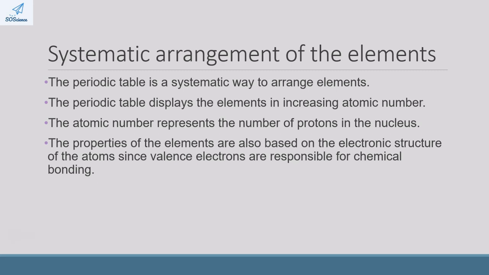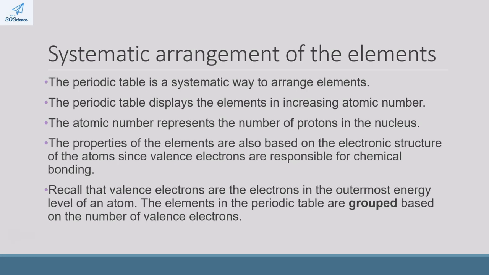Now, the properties of the elements are also based on the electronic structure of the atoms, meaning the electrons that exist in the electron orbitals around the nucleus. That's because valence electrons, those are the electrons in the outermost energy level of an atom, are responsible for chemical bonding.